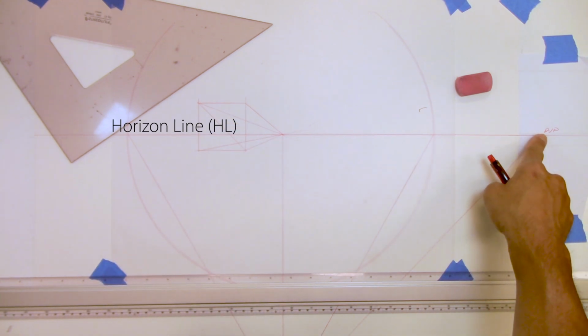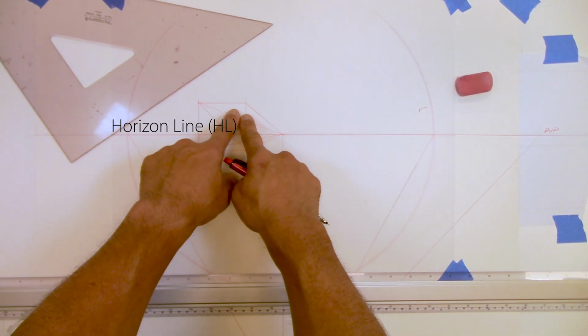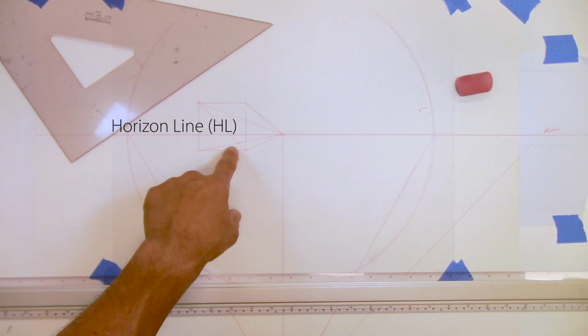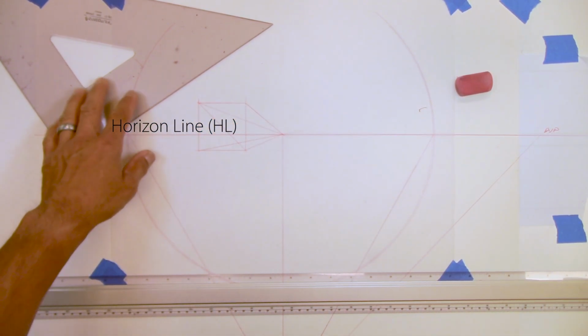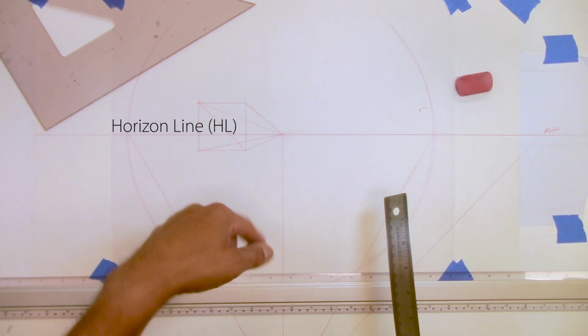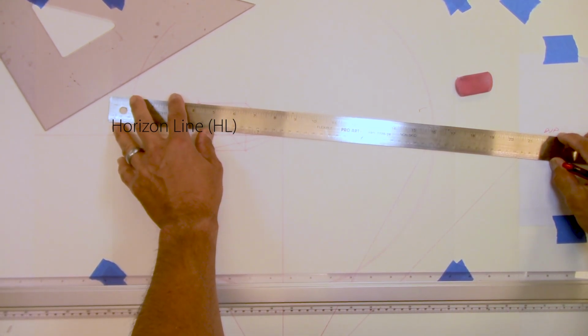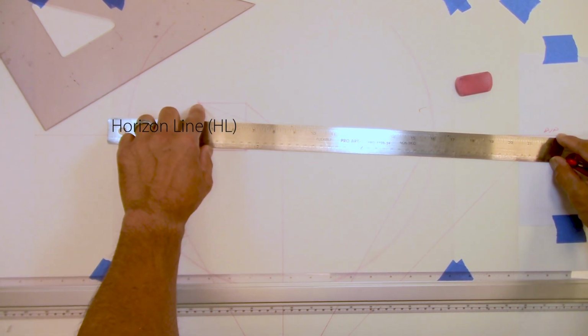So the diagonal vanishing point is used to draw any square plane that is horizontal. So this would be horizontal, and this bottom plane would be horizontal. So I can use the diagonal vanishing point for that. Any vertical plane, I will have to use the station point for. So with the diagonal vanishing point, I'm going to draw a line to the furthest corner.